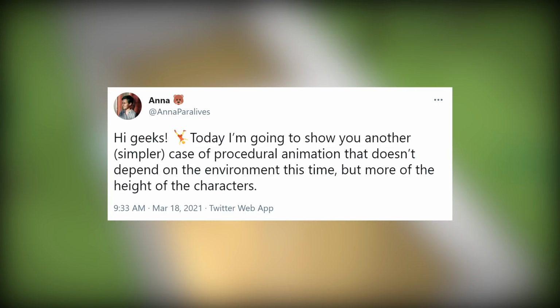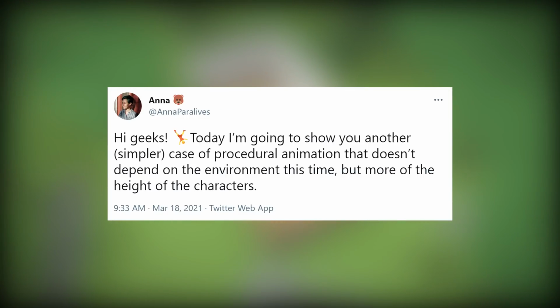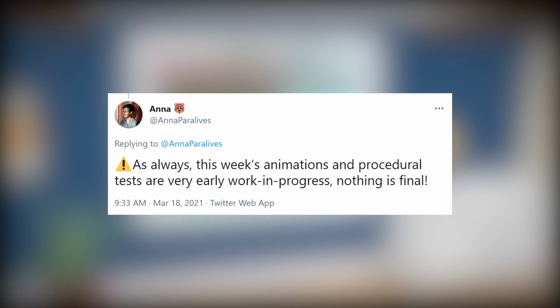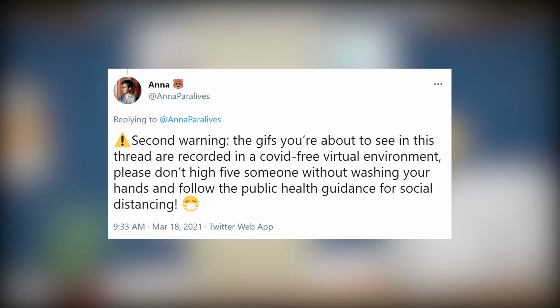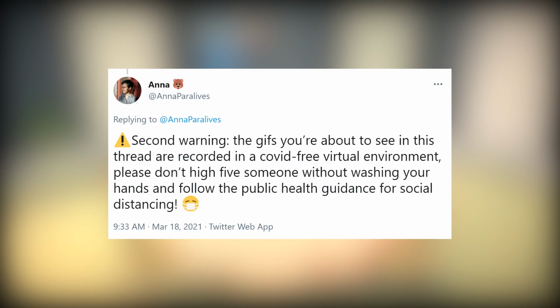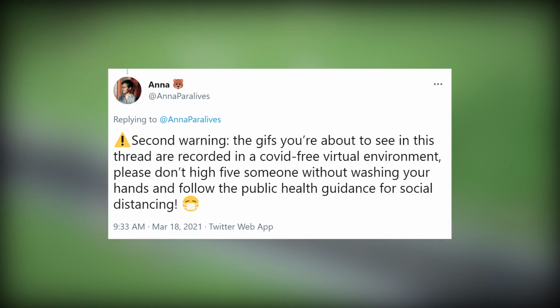Hi geeks, today I'm going to show you another simpler case of procedural animation that doesn't depend on the environment this time, but more on the height of the characters. As always, this week's animations and procedural tests are very early work in progress, nothing is final. Second warning, the gifs you're about to see in this thread are recorded in a COVID-free virtual environment. Please don't high-five someone without washing your hands and follow the public health guidance for social distancing.